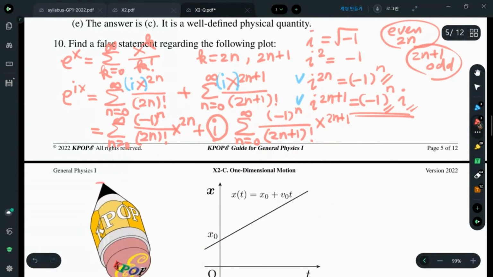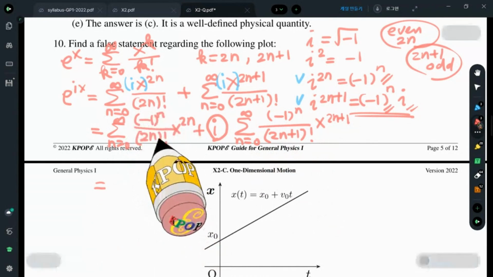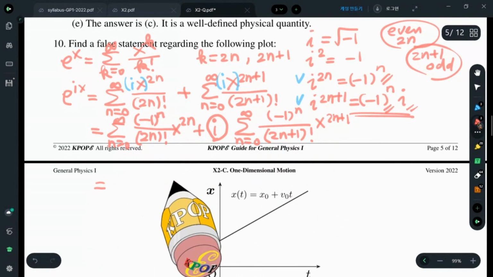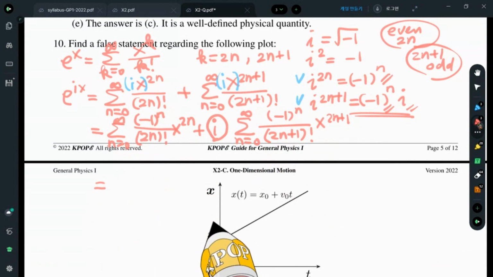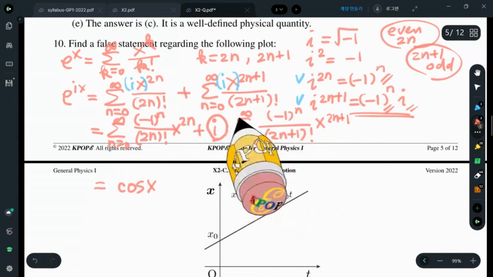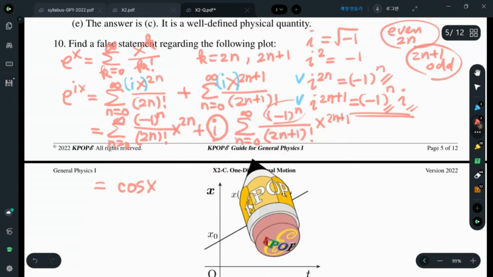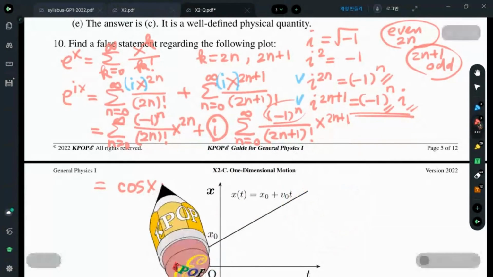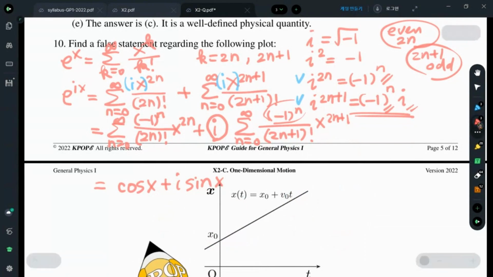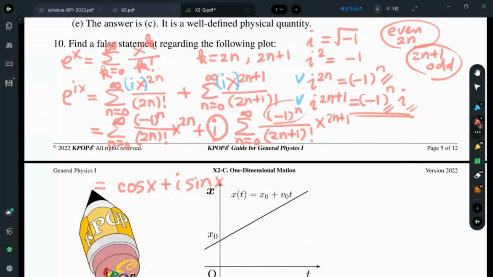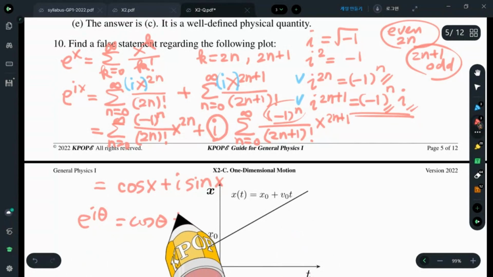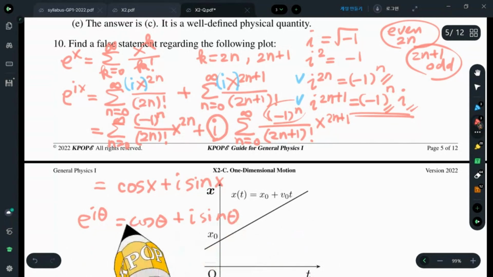And actually, you will find that this one is the derivatives of cosine at x equals 0. You will find it later. And this one is cosine x. And this one is the derivatives of sine at the origin. So it is i sine x. Actually, this is the reason why we can write e to the i theta equals cosine theta plus i sine theta.